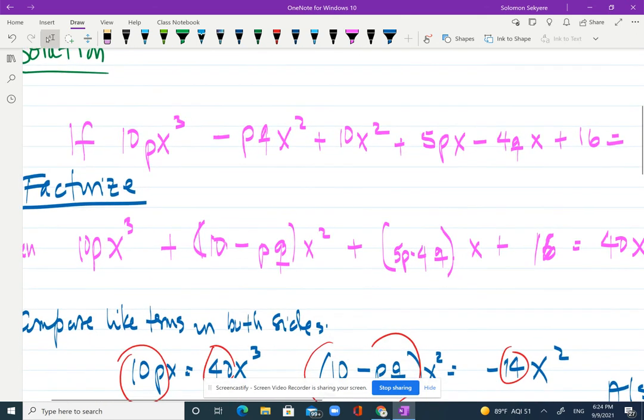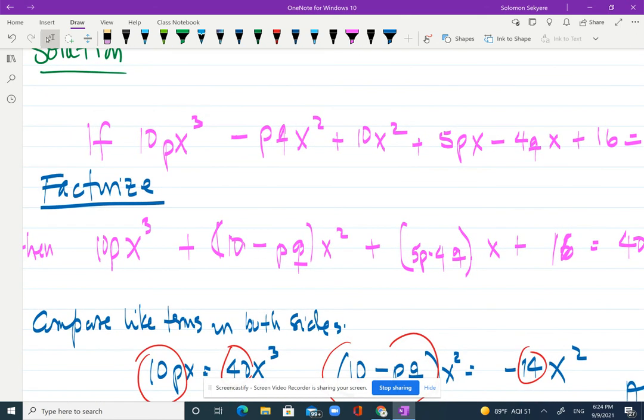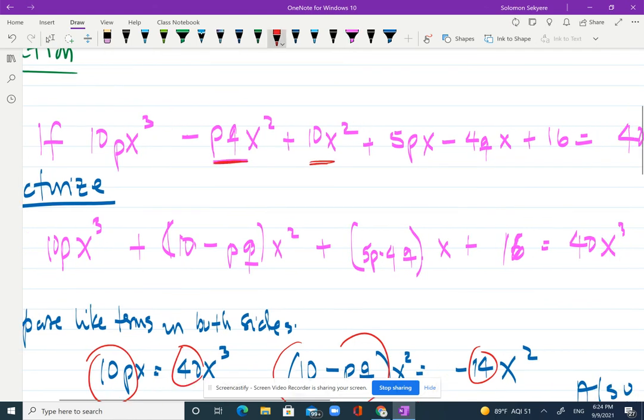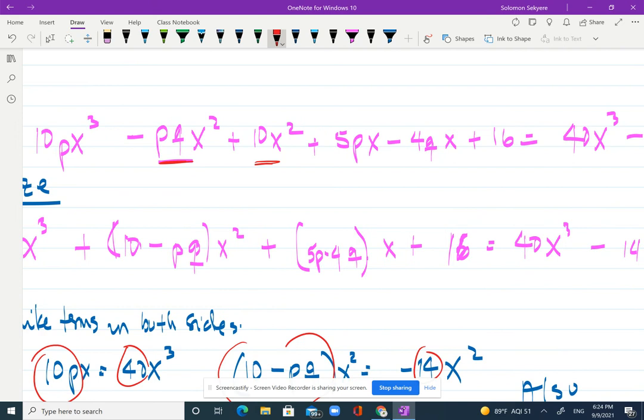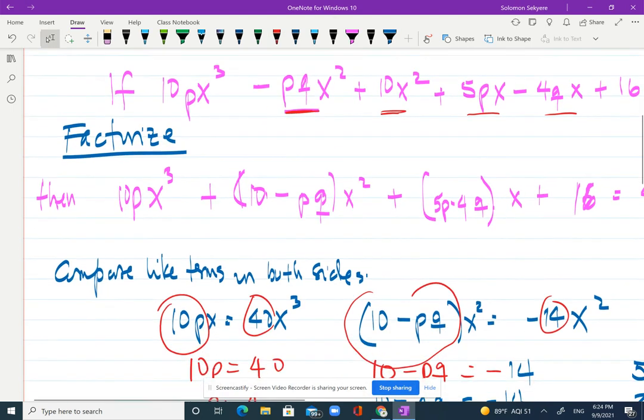Now, come over here. This is the expression. We have an x squared term, another x squared term, another x squared term, and then we have an x term, another x term. So what do we need to do? We need to combine like terms and factorize on the left side.